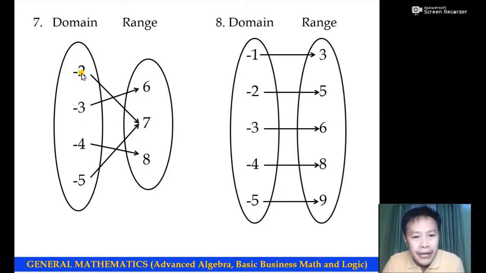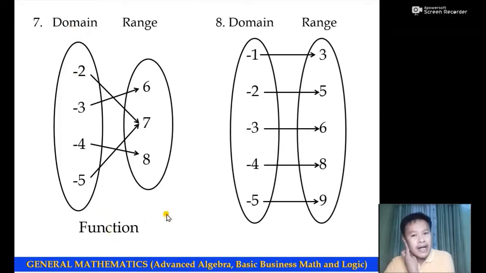This is many to 1. Why many? Because negative 2 and negative 5 have only one image, and this is 7. And this is a function and this is also onto. Why onto? Because the 3 images, the 3 values of the y, have the corresponding elements in the domain.